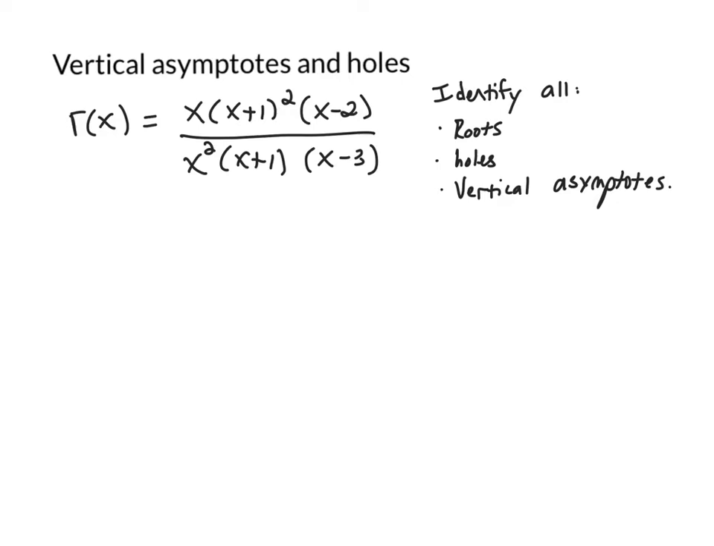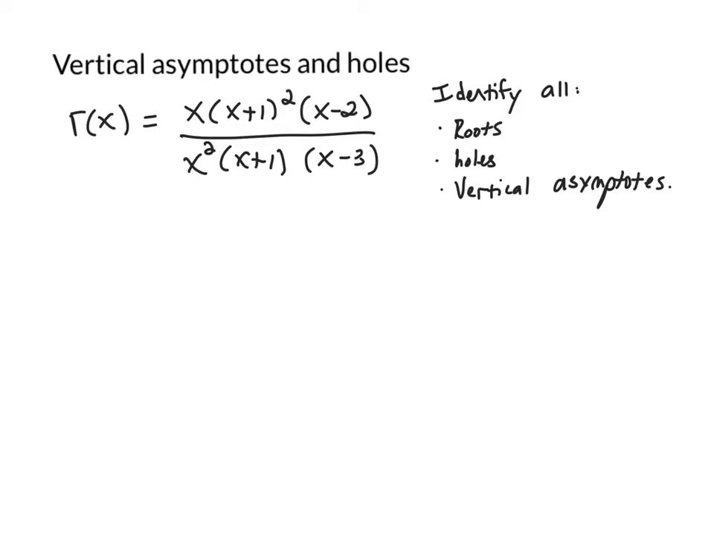Hi everyone. In this video, we're going to talk more about rational functions, and in particular, we're going to talk about vertical asymptotes and holes, and how I can tell the difference. So we have an example here. Our function r of x has a bunch of terms in it, and our goal is going to be to find all of the roots, holes, and vertical asymptotes.